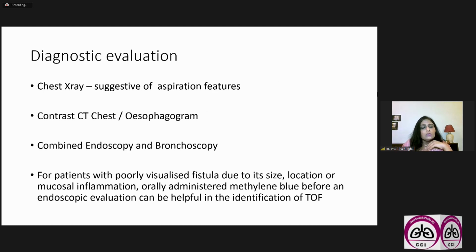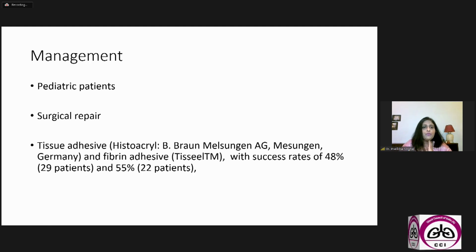How do we diagnose it? We look for any features to suggest TOF, like aspiration pneumonia. We look at a contrast CT or an esophagogram, combined endoscopy and bronchoscopy. When do we do what? We are going to discuss in the panels. And sometimes when it is a poorly visualized fistula, oral administration of methylene blue before an endoscopic evaluation could help in the identification of TOF.